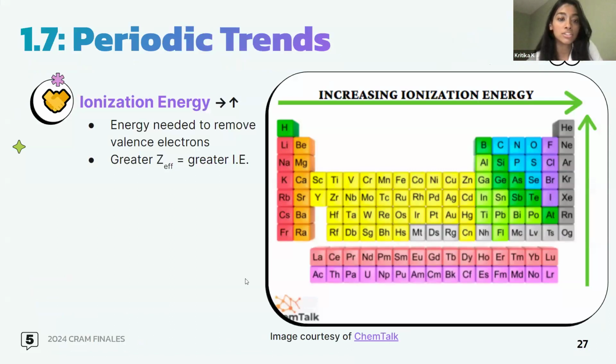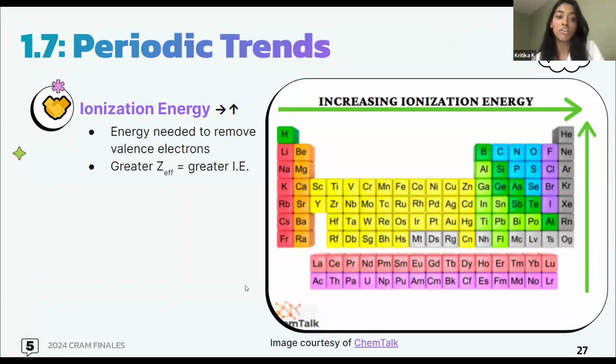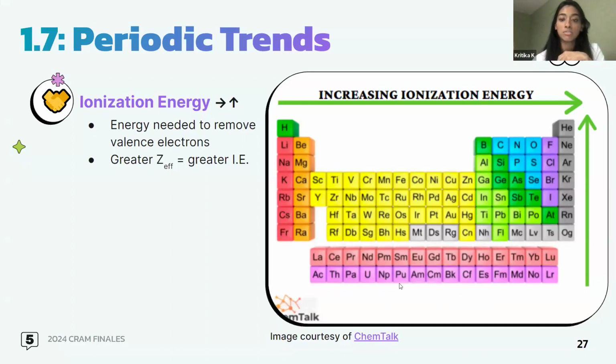So next we have ionization energy. So this is the energy needed to remove a valence electron from the molecule. It has the same pattern as effective nuclear charge. So the greater the effective nuclear charge, the greater the ionization energy. Because if you have a greater effective nuclear charge, that means the force that the nucleus is exerting on the electron is strong. So it's holding the electron strongly, it's attracting it strongly in place closer to it. So it's going to require more energy to actually remove that valence electron. So it increases as you move towards the right and as you move up the periodic table.